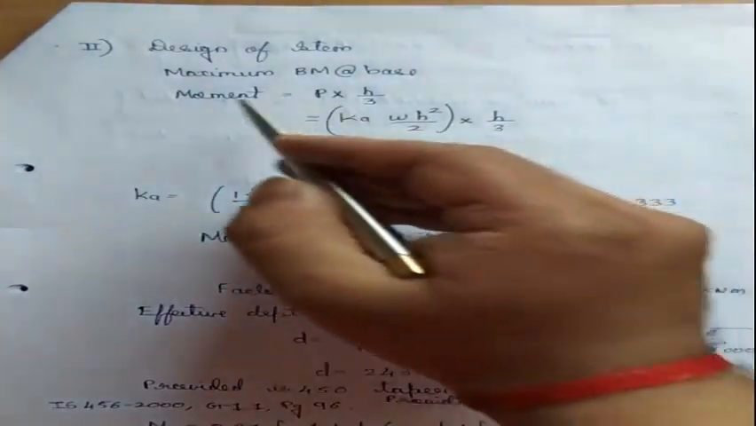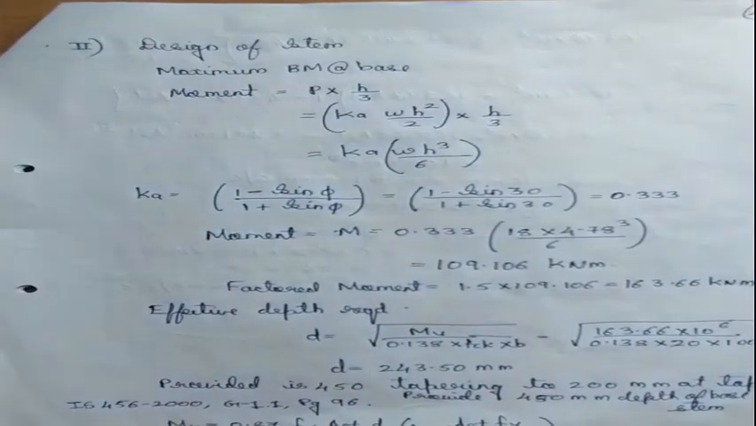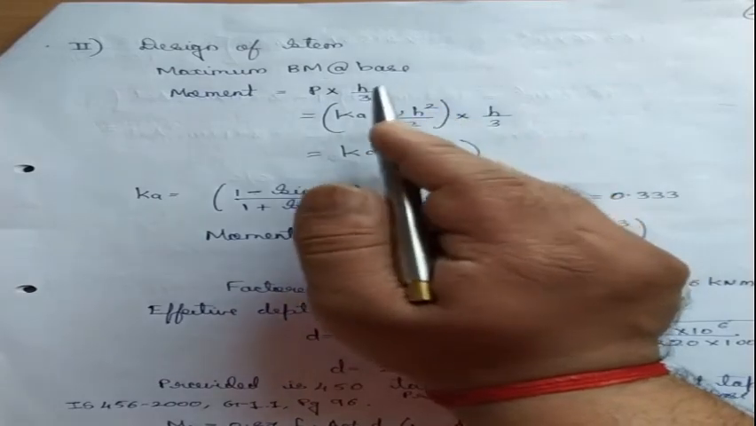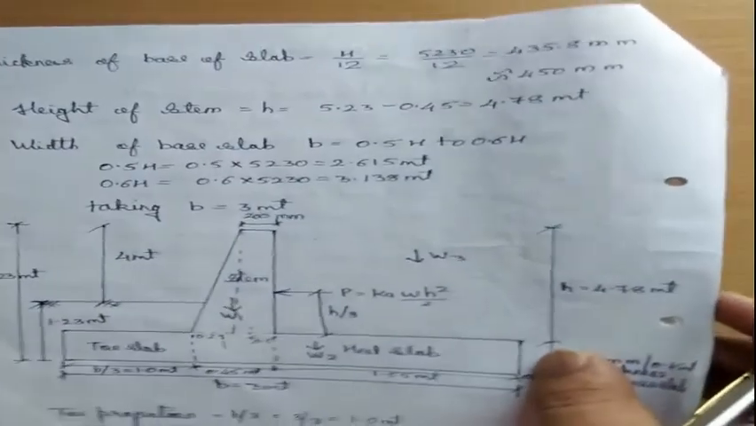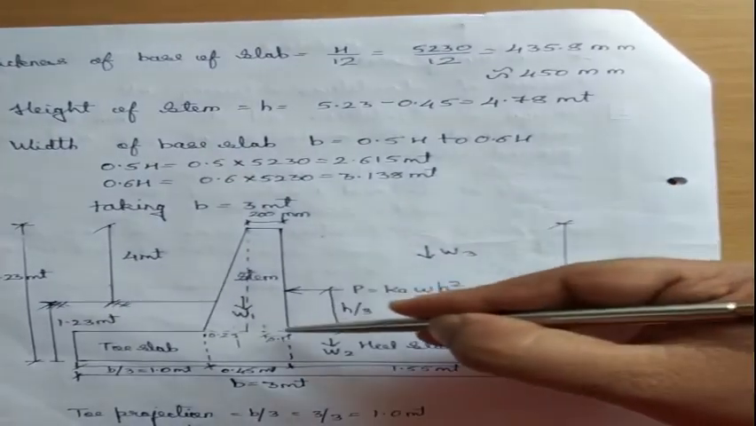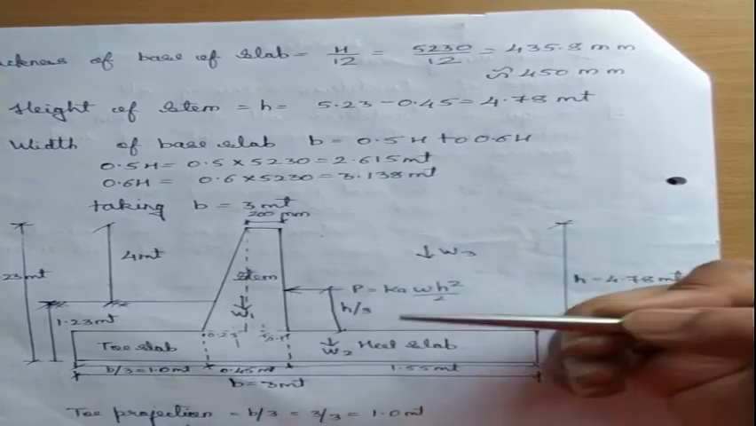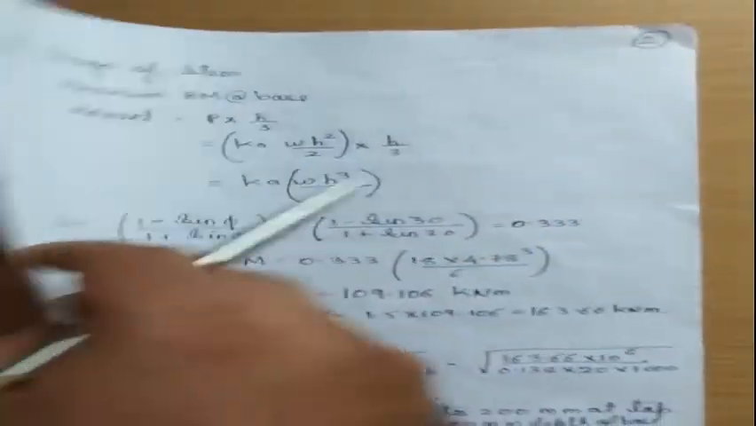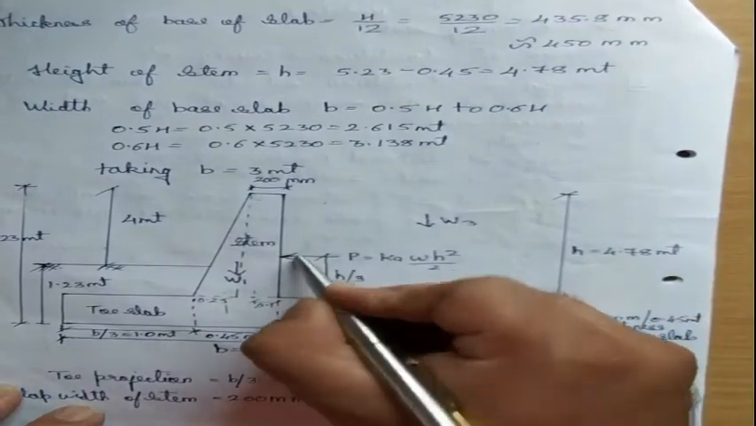So the maximum bending moment at the base portion is: moment is equal to P into h divided by 3. H divided by 3 in the sense, whatever height is there. This is the height of the stem, so this will act at a 1/3 portion. You can see here it will act at the 1/3 portion. So the moment at the base is given by the formula M is equal to P into h by 3, where P is nothing but the force, the pressure which is acting at this point.